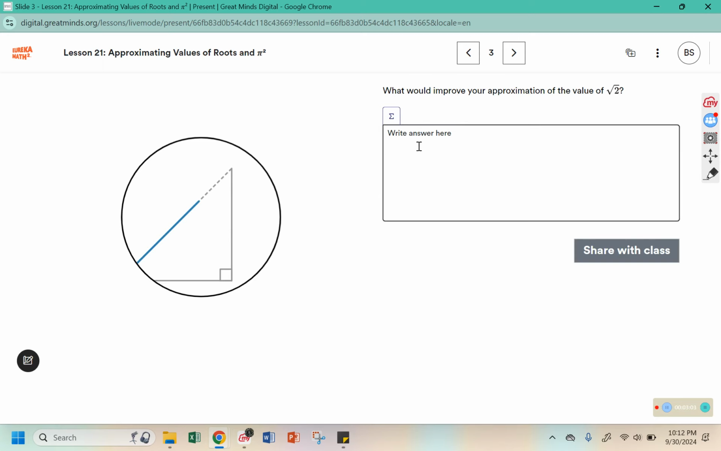So it says, how would you improve this approximation of the value of the square root of 2? Instead of counting by halves, we could count up on our number line by 0.1 or smaller.